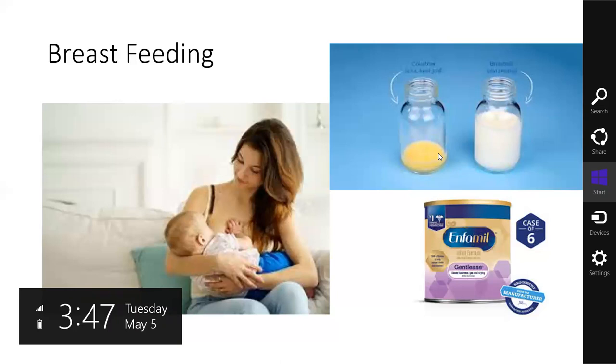All right, so those are the advantages of breastfeeding the child as opposed to using artificial formula.